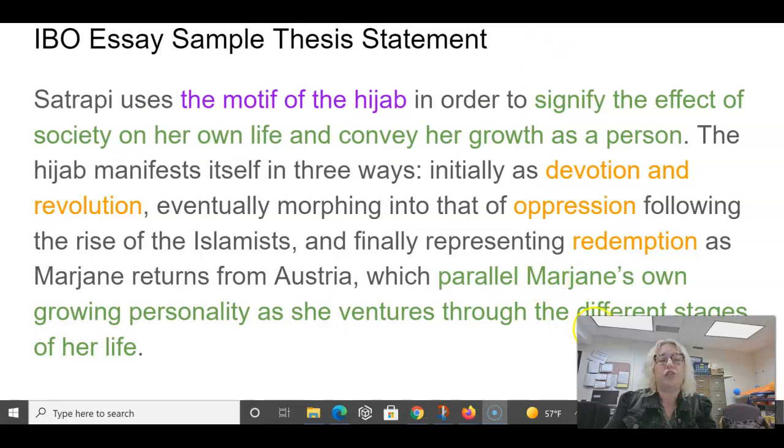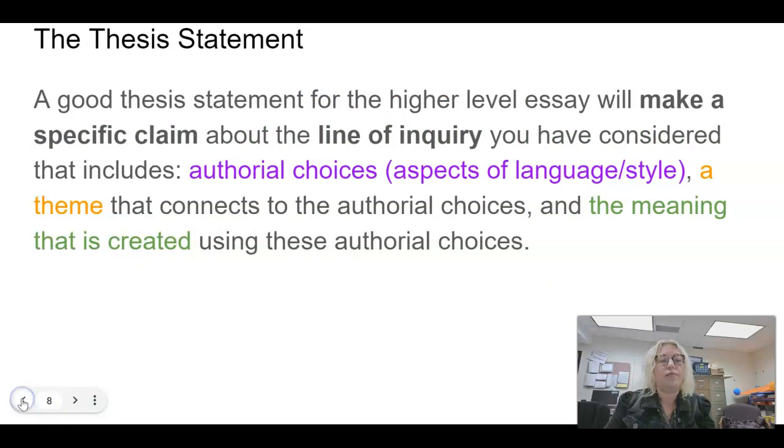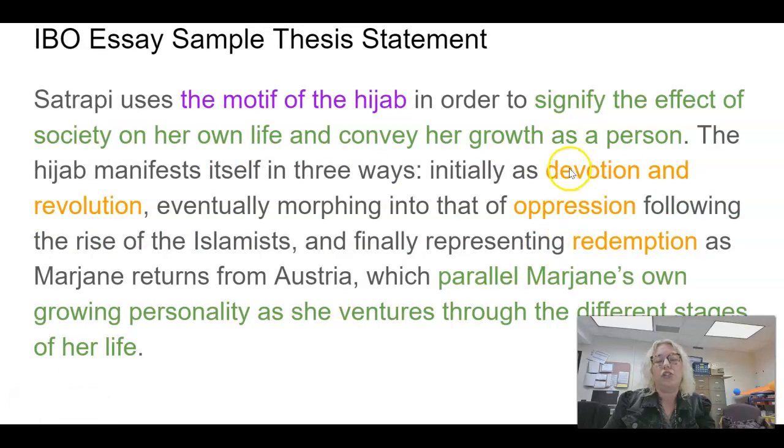Here's a sample essay thesis statement that comes from IBO, and they put this in their teacher resources. So I wanted to show this to you. This is about Persepolis. Satrapi uses the motif of the hijab, so here's an authorial choice, that's why it's in purple, in order to signify the effect of society on her own life and convey her growth as a person. So here is the connection to the meaning, or the creation of meaning, and the theme in orange.